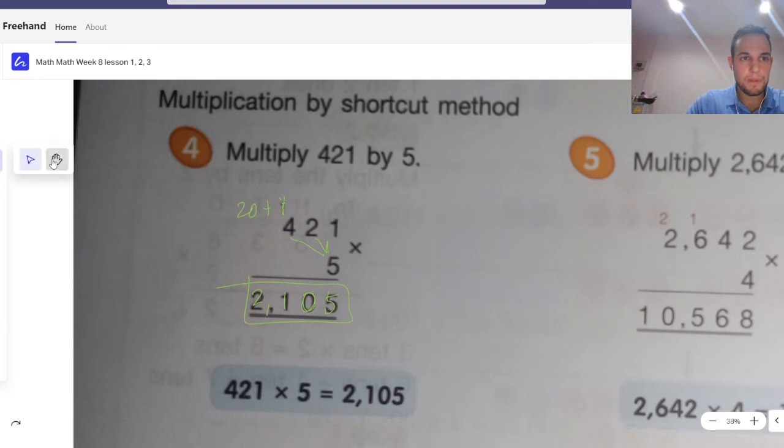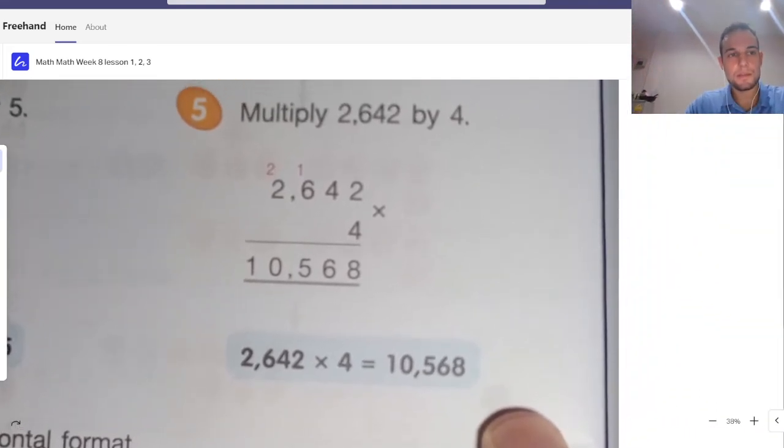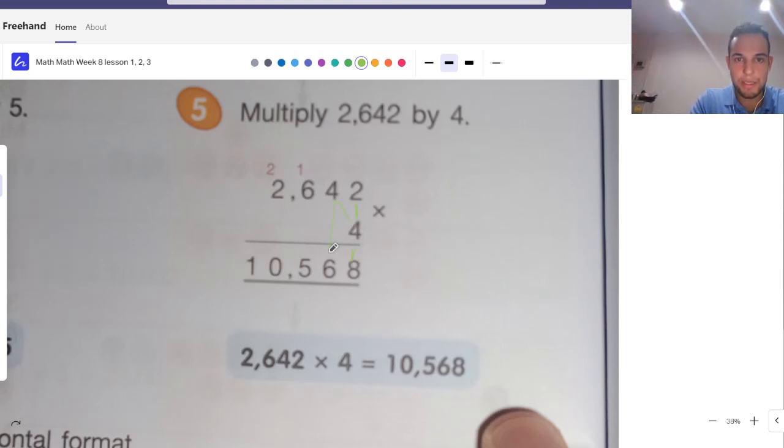Okay. Let's get this over here now. And we are looking at the next one. It's the same thing like before. 4 times 2 is 8. 4 times 4 is 16. The 6 goes here. The 1 goes here. 4 times 6 is 24, right?